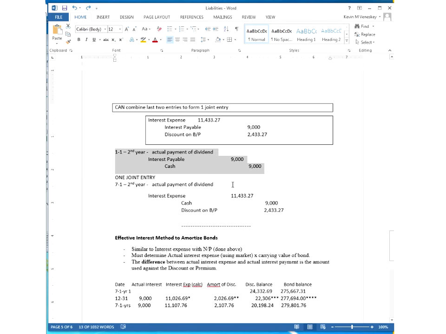And then just to show you, on the next day, the first day of next year, I'm going to actually make my payment on my bonds. So I'm going to take it out of that payable account that shows that I owe money and actually pay it.